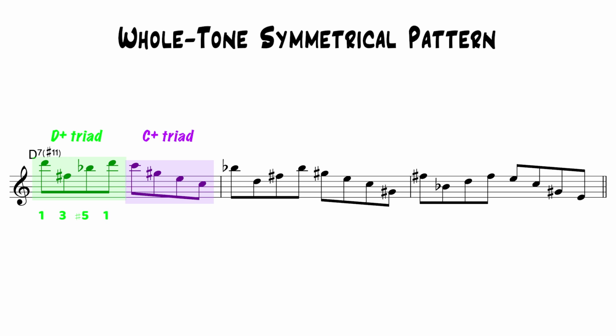Now we switch to the C augmented triad here, starting on its root C, and walk down to the G sharp, being the augmented 5, then E, being the third, and we finally return to the root. From here, we go to the augmented triad a whole step below this one, which is the B flat augmented triad, and we repeat this pattern over and over. Let's hear all this again one more time.